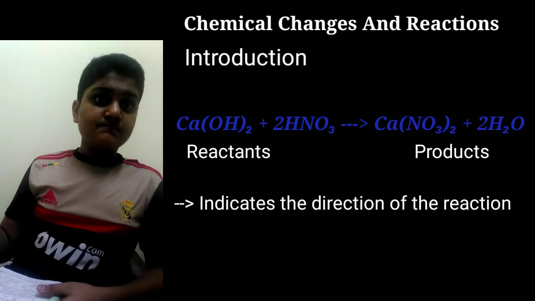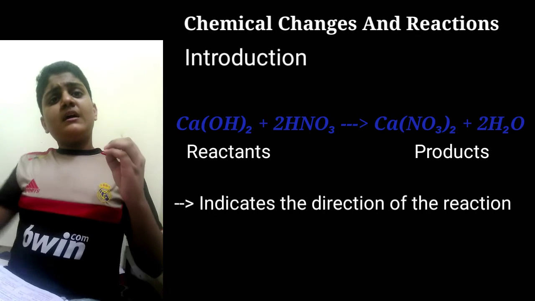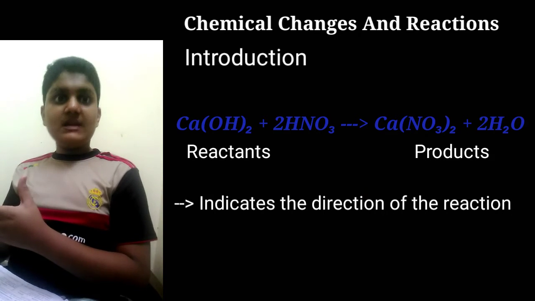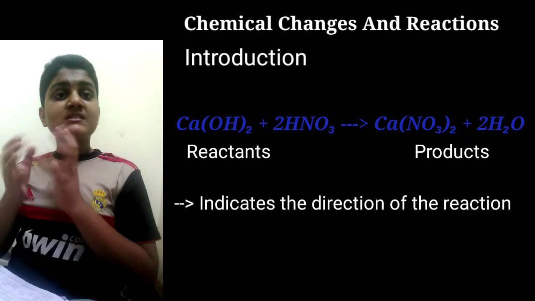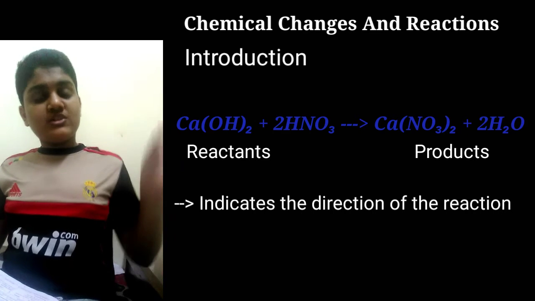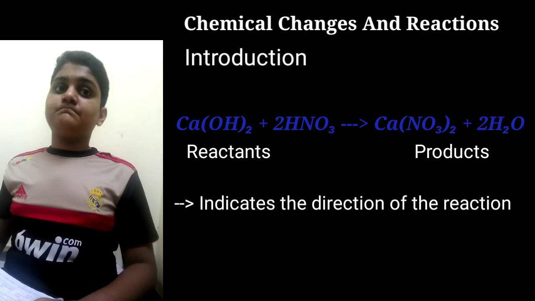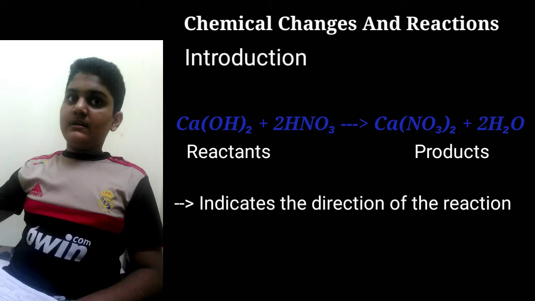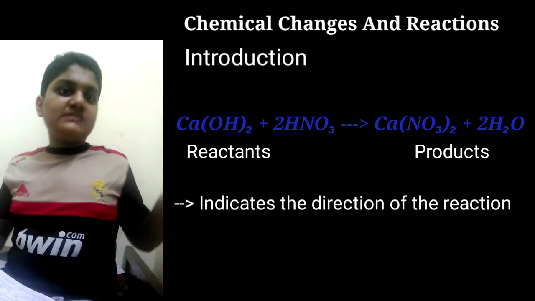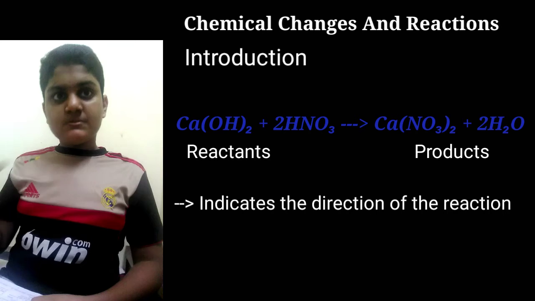What is the use of this? These substances take part in a chemical reaction and we call them reactants, and they get transformed into new substances, that is Ca(NO3)2 plus 2H2O on the right hand side, called products, which are formed after the chemical reaction. Understood? You must focus on the LHS part, reactants, the importance of the arrow, and the right hand side. Also, this Ca(OH)2 plus 2HNO3 gives Ca(NO3)2 plus 2H2O.